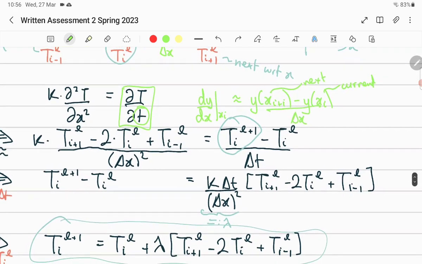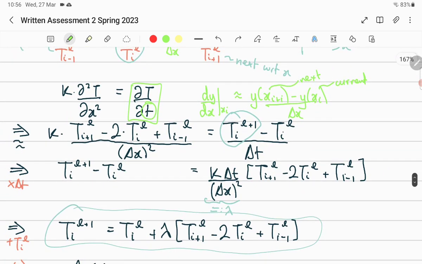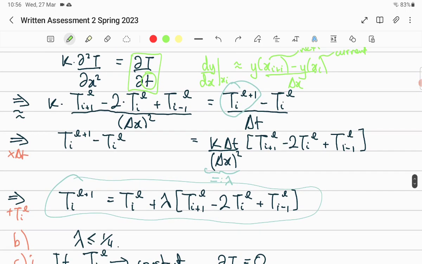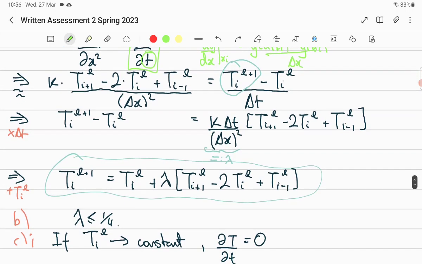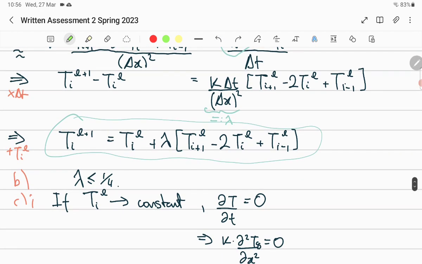Okay, and all you do from here is multiply both sides by delta t. And this is just algebra really. And then if you want, you can pull out the delta x squared, and you've got k by delta t, and you call that thing lambda. And then all you want to do is get rid of this, so add that to both sides, and you end up with the formula that was asked for.